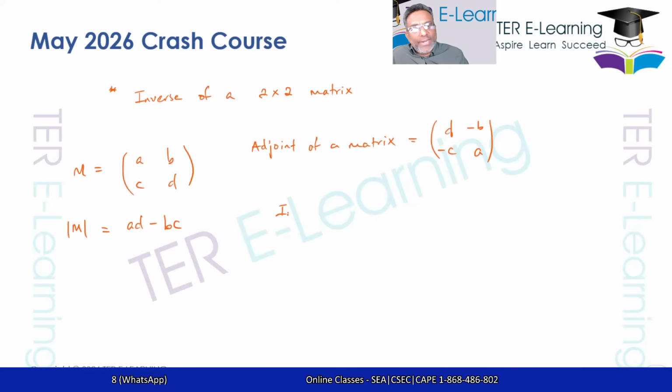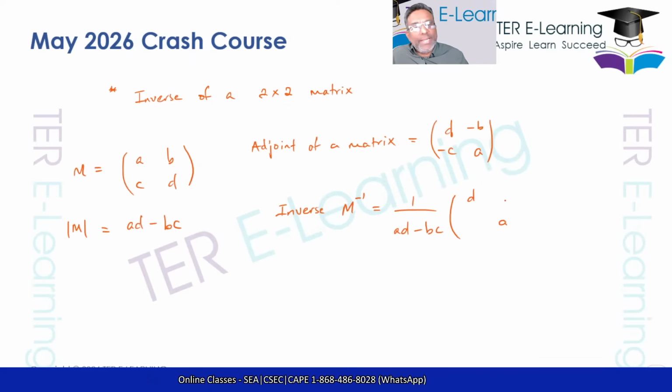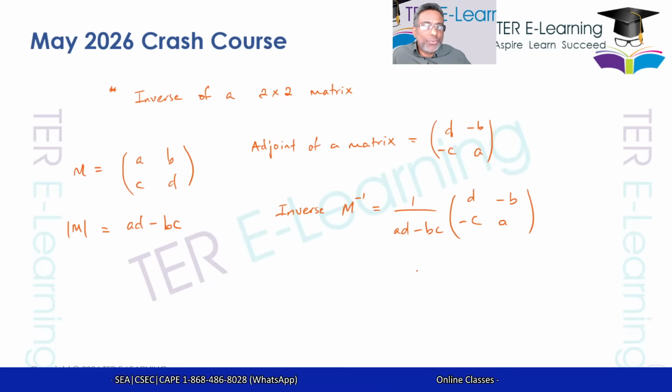So if I want to write down the inverse of the matrix, which is M to the minus 1, that's how you write it. It is going to be given by 1 over your determinant. So that's 1 over AD minus BC. And you're going to multiply that by the adjoint. So that's D, A, minus B, minus C. So you all need to know this, right? If you want to work out the inverse of a matrix, this is what it's going to be. Okay?